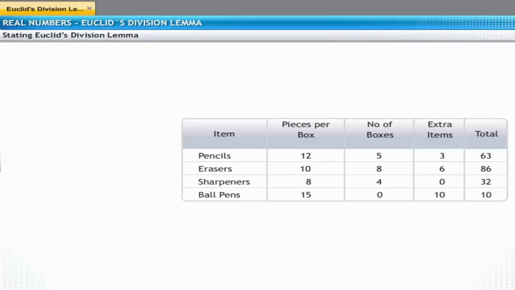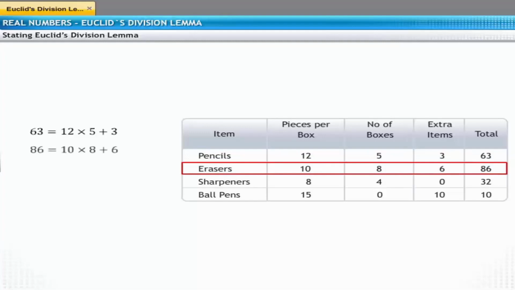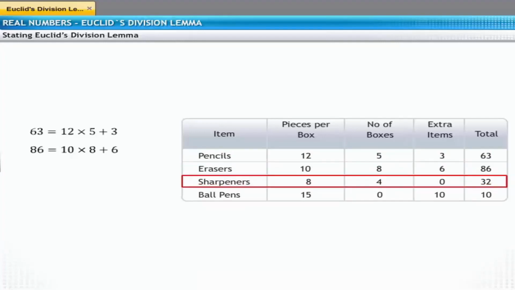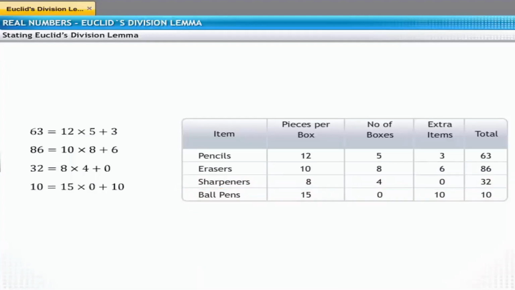Now pay attention to the values in each row of the table. In the first row, the total 63 is equal to 12 multiplied by 5 plus 3. Similarly, in the second row, 86 is equal to 10 multiplied by 8 plus 6. The last two rows are interesting. In the third row, we can say 32 is equal to 8 multiplied by 4 plus 0. Similarly, in the fourth row, 10 is equal to 15 multiplied by 0 plus 10.